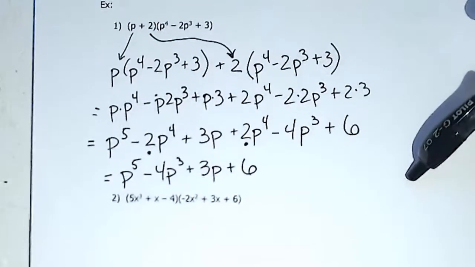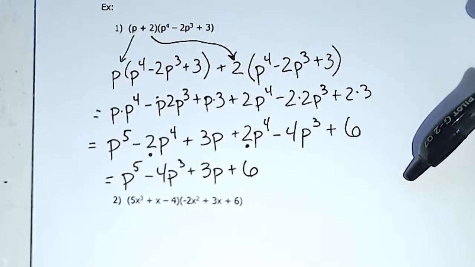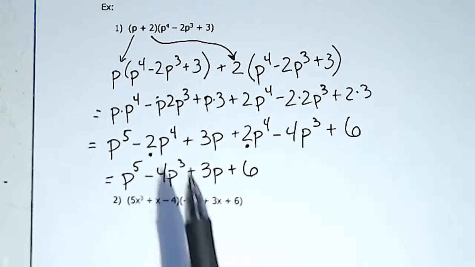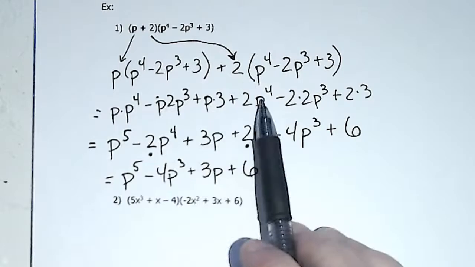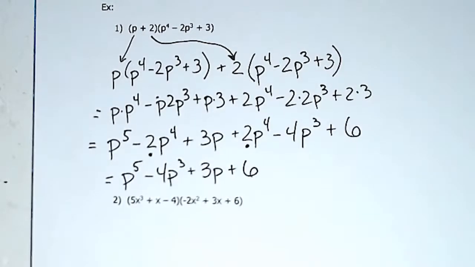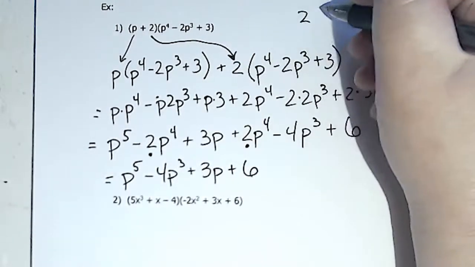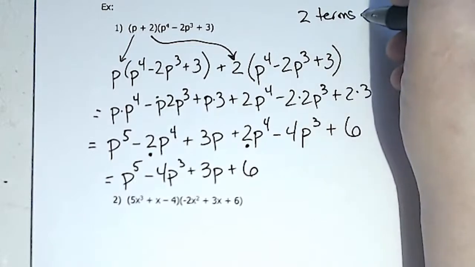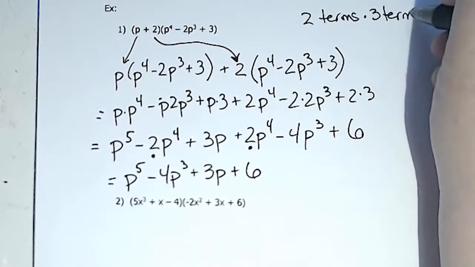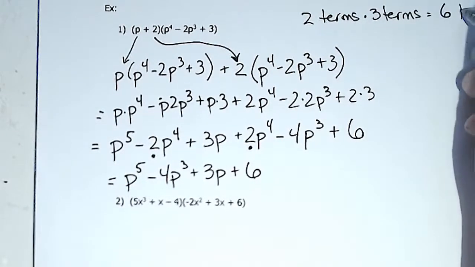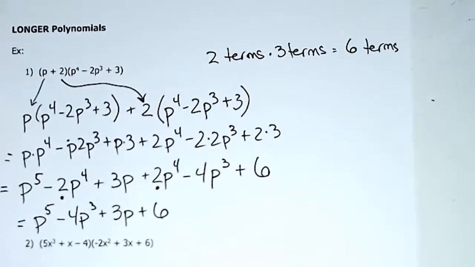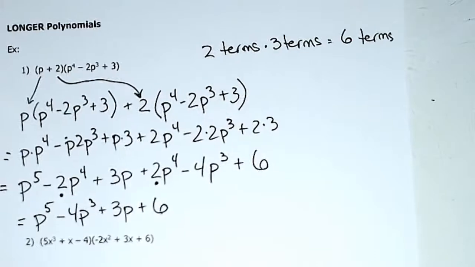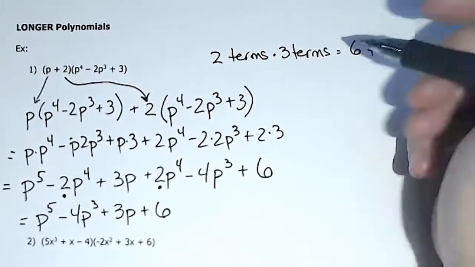Done. Oh, you know what I forgot to do before? I'm trying to put off going on to the really scary one. When we multiplied out, 1, 2, 3, 4, 5, 6. Notice there were 6 terms. 2 terms times 3 terms equals 6 terms. It won't tell you whether you got the terms right, but it'll certainly tell you how many terms to expect.